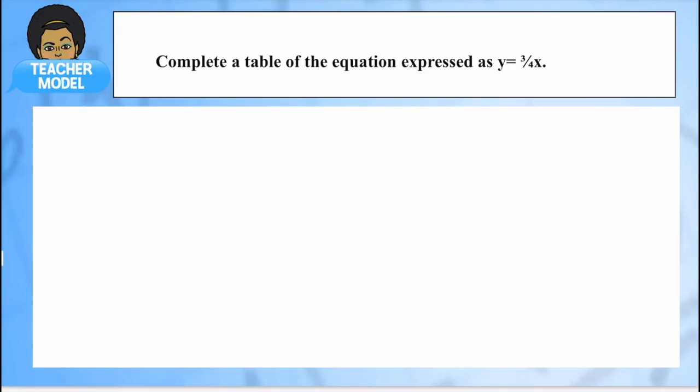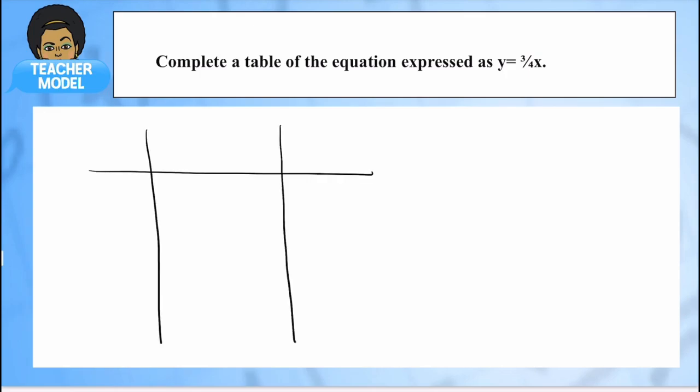Math Marvel, I love problems like this. We're going to complete a table for this equation, y equals 3/4 x. And watch how I use that equation to find coordinates. So I'm going to make, at first I wanted 2 columns, but I'm actually going to do 3 just so you can see my thinking over here.